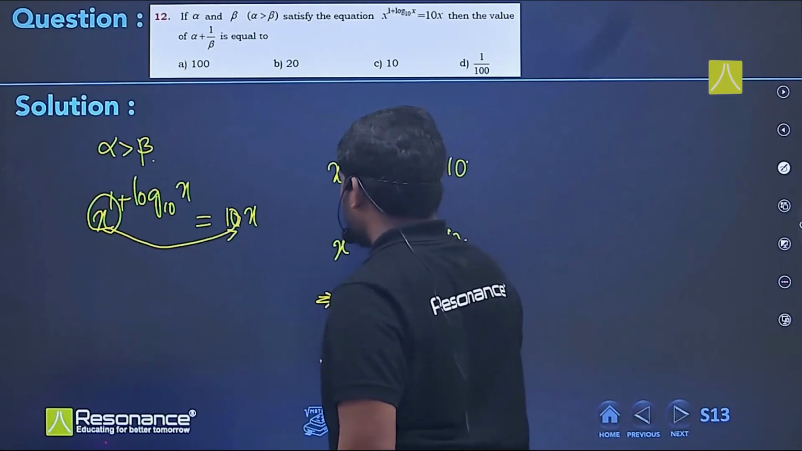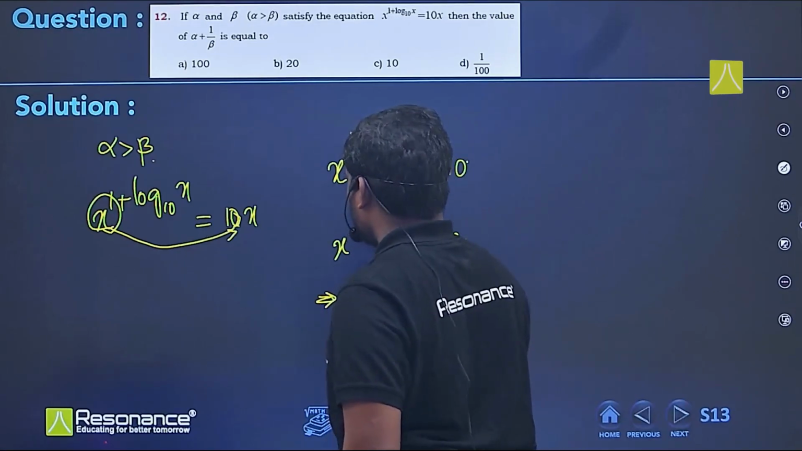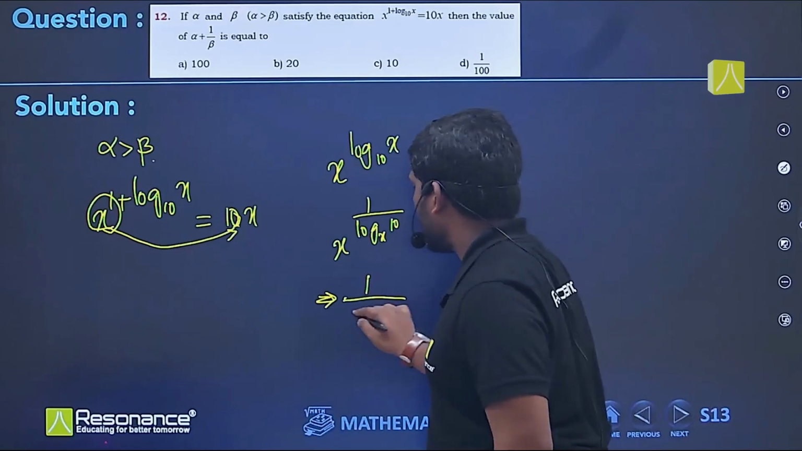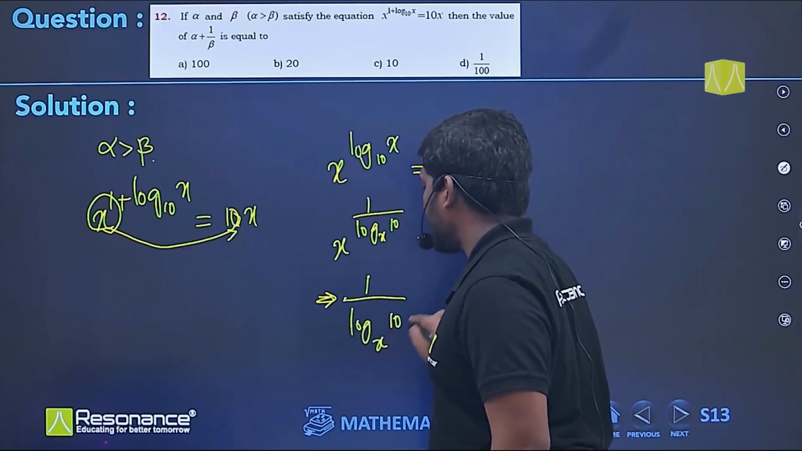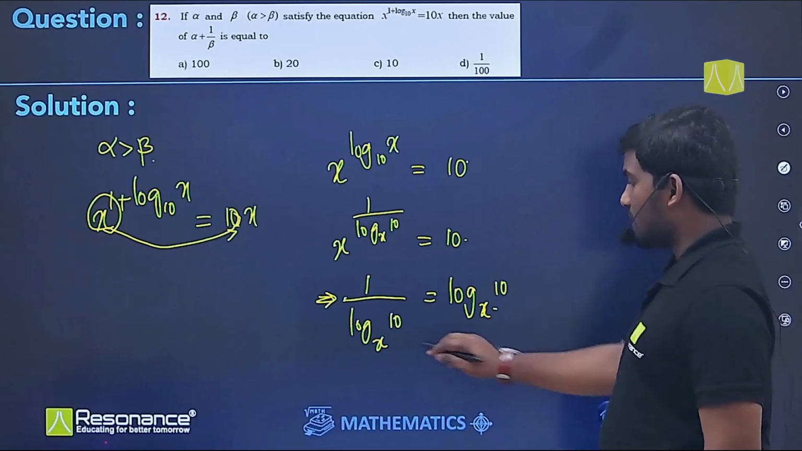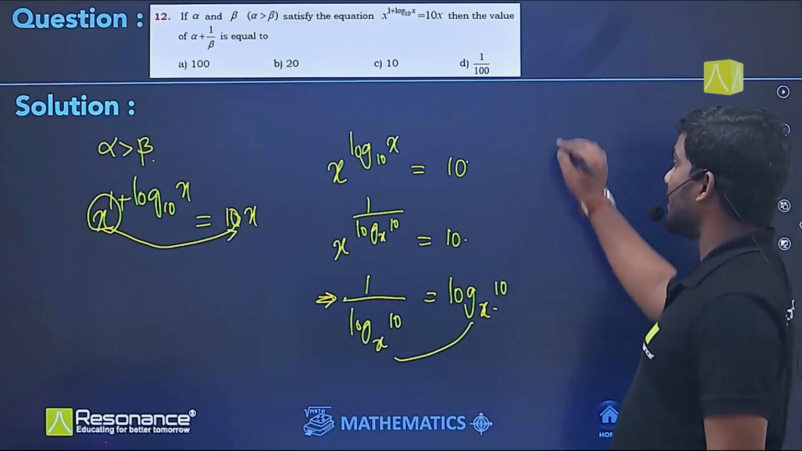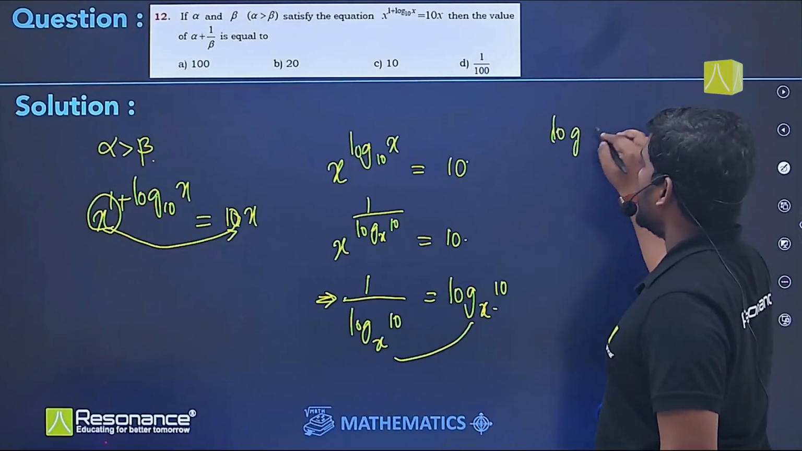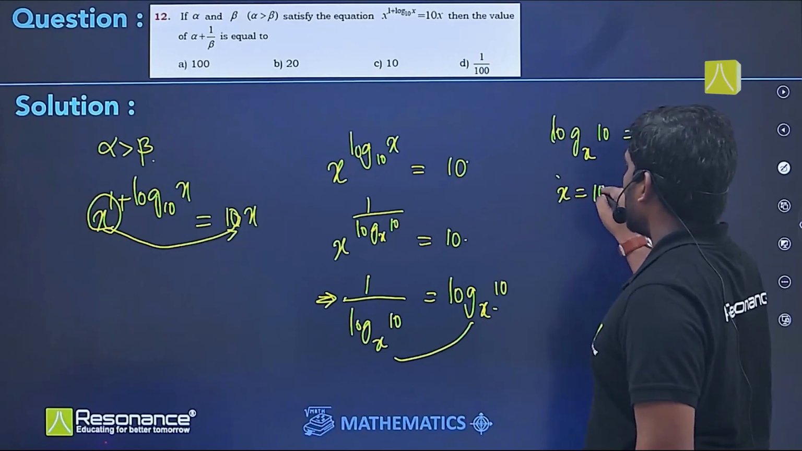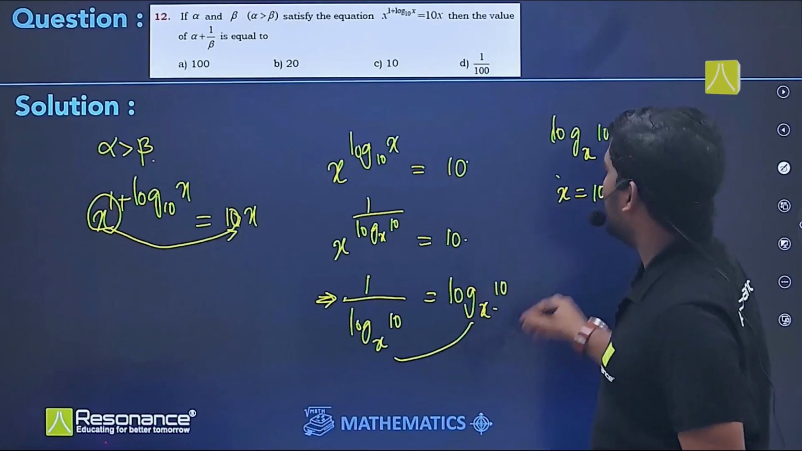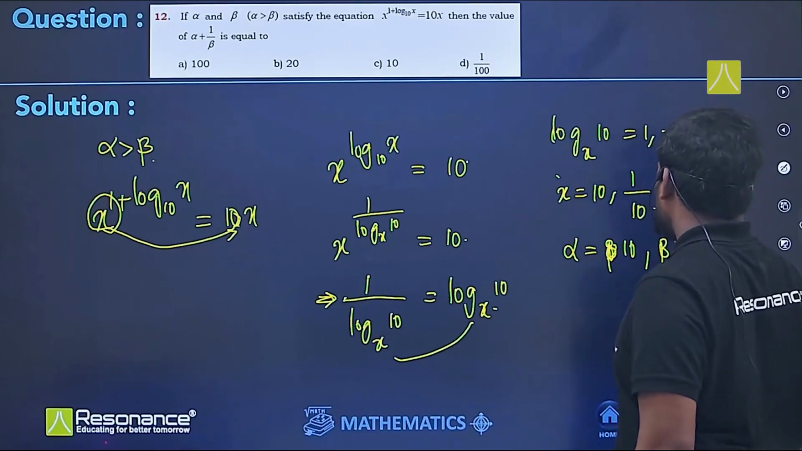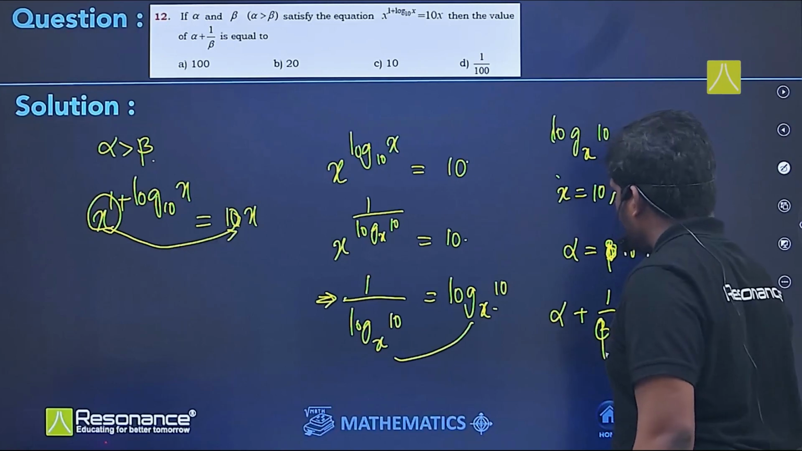From here, 1 by log 10 base x equal to log 10 base x. Right? Now this is 1 by t equal to t, which is possible only when t equals plus or minus 1. So log 10 base x equal to 1 or minus 1. So x will be 10 or 1 by 10, from which alpha equal to 10 is what we get and beta is 1 by 10. So alpha plus 1 by beta is 20.